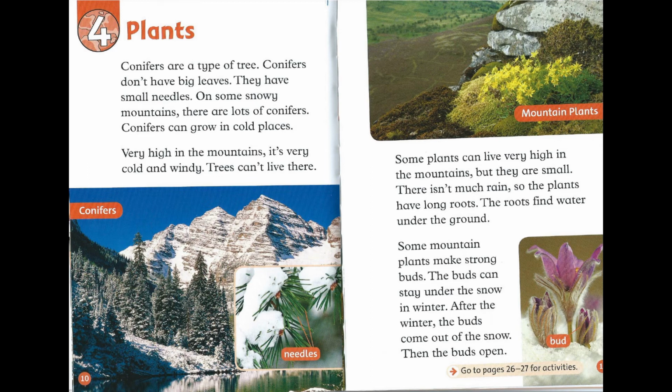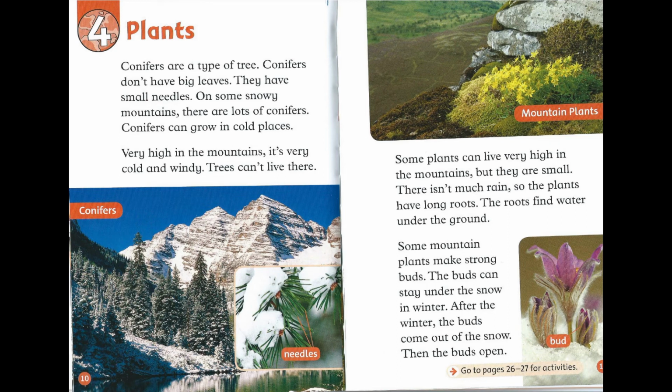Some plants can live very high in the mountains, but they are small. There isn't much rain, so the plants have long roots. The roots find water under the ground. Some mountain plants make strong buds. The buds can stay under the snow in winter. After the winter, the buds come out of the snow. Then, the buds open.